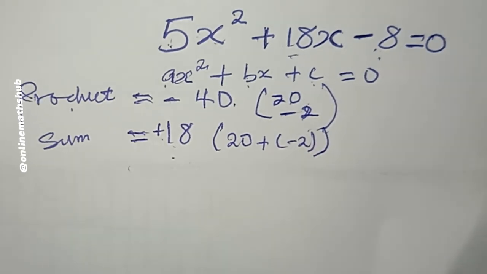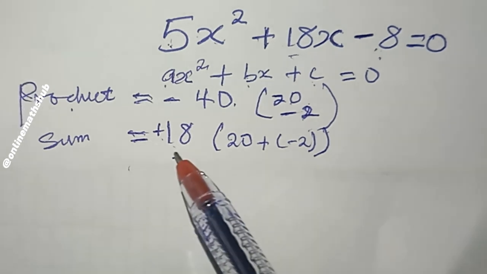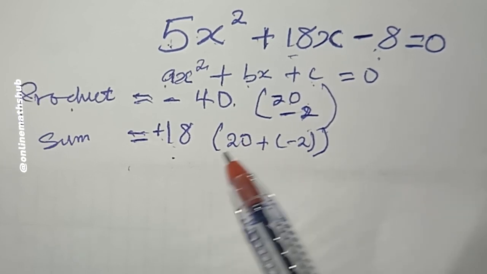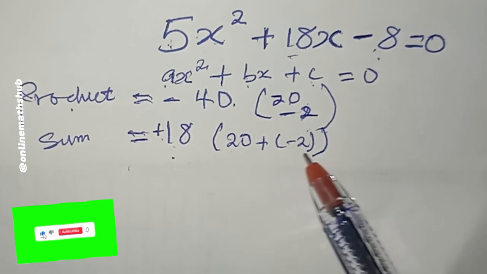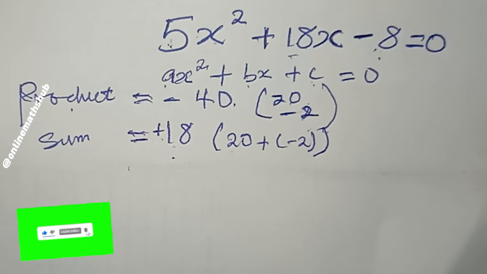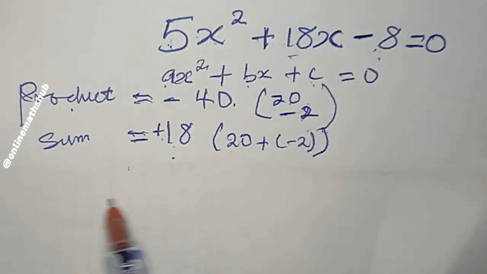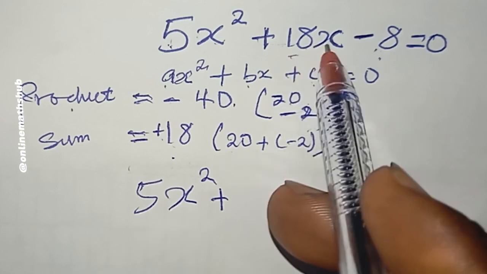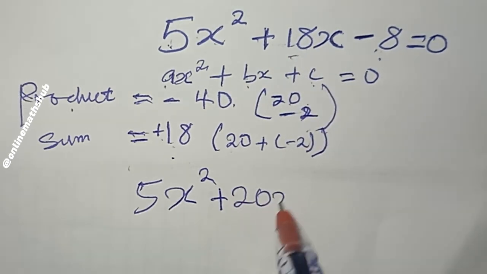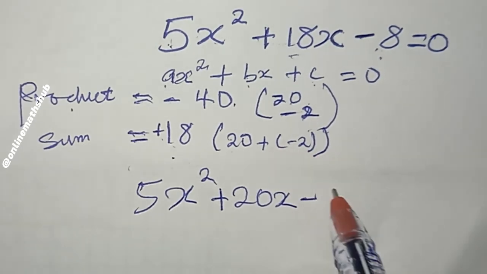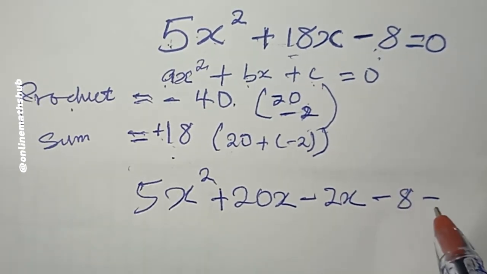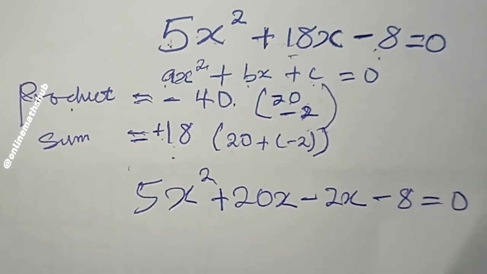So once you find these two numbers, your job is done. Okay, so what you're going to do is, instead of writing this 18 right here, you write this sum. You split this 18 to write it as the sum of the two numbers you've got. So if I write this equation, what I'm going to have is 5x squared plus, so instead of writing 18x here, I'll write 20x and then minus 2x. Okay, and then I'll write the c, the minus 8 is equal to 0.